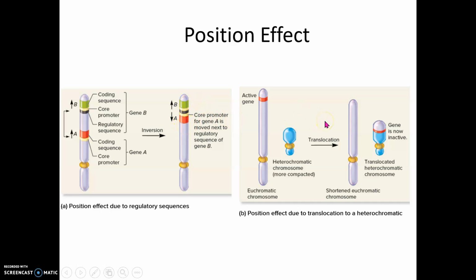We can also take it, and here we have a euchromatin and heterochromatin. If we translocate an active gene from euchromatin into heterochromatin, now it's inactive. So remember that euchromatin tends to be transcriptionally active, whereas hetero is silent. Well, if you put this active gene on hetero, you're not going to make it anymore. So now we're messing up how much of that gene we're supposed to have.